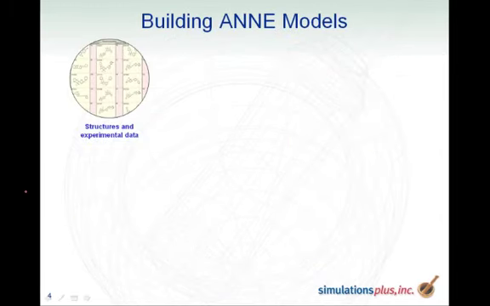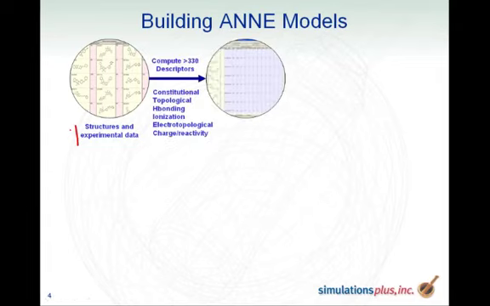Okay, so this slide illustrates our overall model building process. This is the process we would use to build the 140 predictive models in Admet Predictor. So we start with structures and experimental data, and we spend time curating the data. If you don't have good data going into the model, you're not going to be able to build a very robust predictive model.